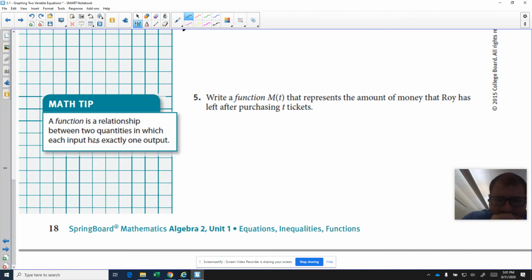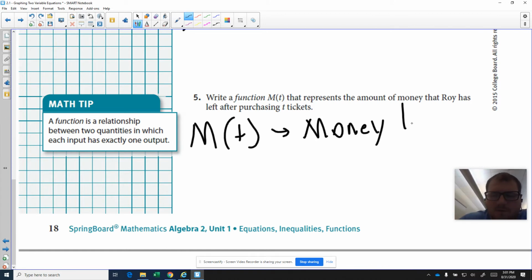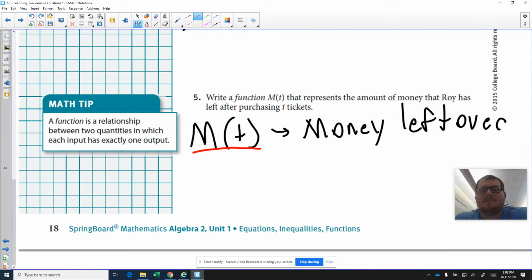First off, M of T is going to represent the money left over. This is going to represent the money that's left over in this problem. That's an important concept to understand. We're using a notation there, M based on the tickets we buy. That's what this notation is saying right here. It's the money based on how many tickets we actually buy. Next, they want us to use T to represent tickets.